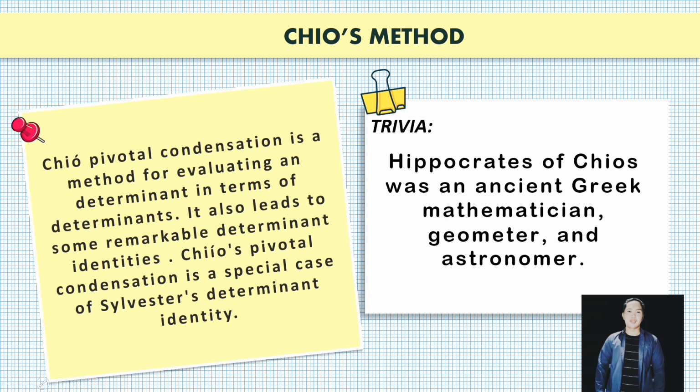This is a little trivia on Chios. Hippocrates of Chios was an ancient Greek mathematician, geometer, and astronomer.